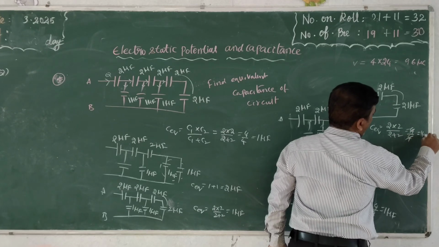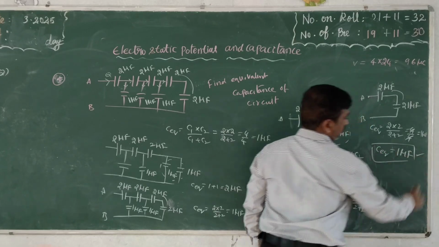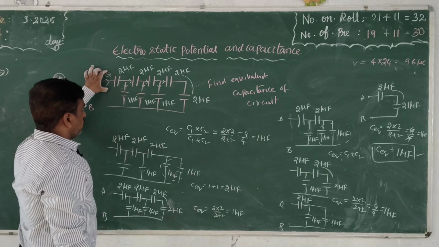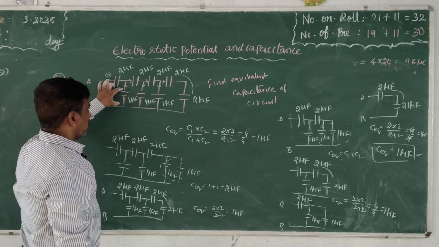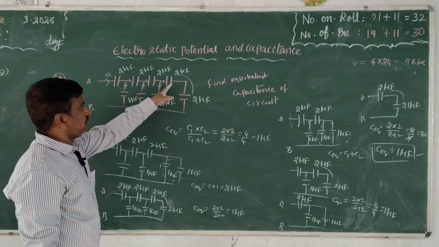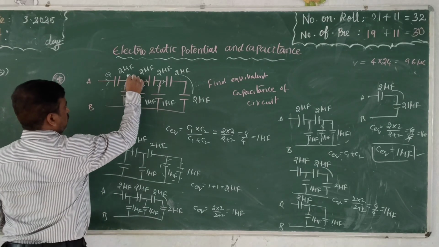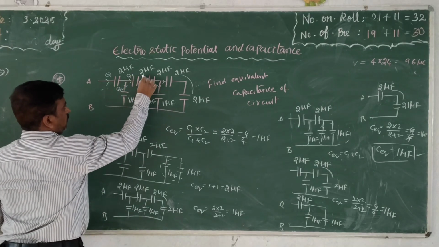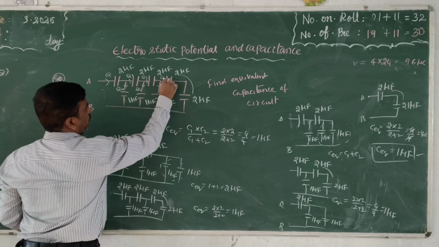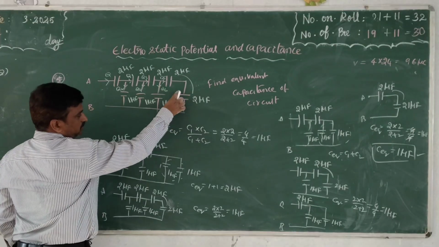1 microfarad. What is the C equivalent for this combination? Once again, listen once. Here the charge is q, divided into q1 and q2. This q2 is again divided into q3 and q4, and q4 is again divided into q5 and q6. Here q5 and q5 have the same charge, so it is a series combination.